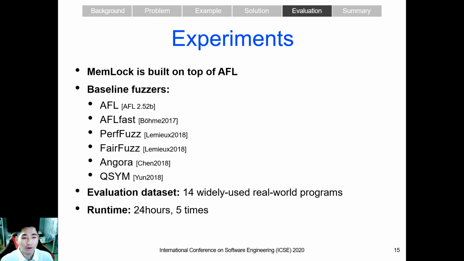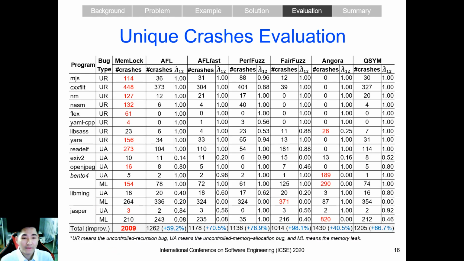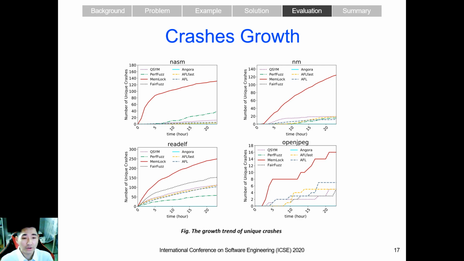We have built MemLock on top of AFL and have conducted some experiments against a number of state-of-the-art fuzzers. We first evaluate the number of unique crashes found by different fuzzers. From the table, we can see that MemLock discovered 2009 unique crashes about uncontrolled memory consumption, representing an improvement between 40% and 98% when compared to other baseline fuzzers. Here we show the growth trends of unique crashes found by each fuzzer. We can see MemLock has a steady and strong growth trend.